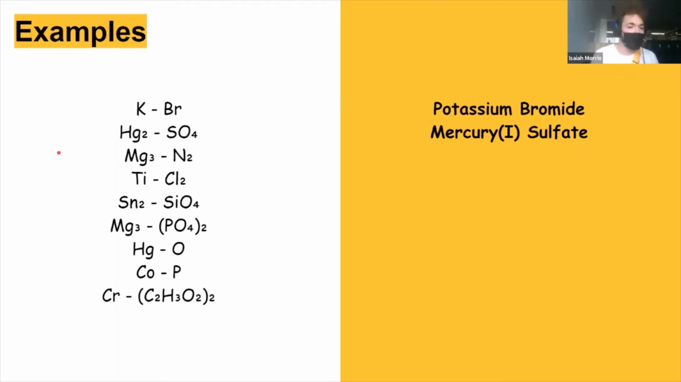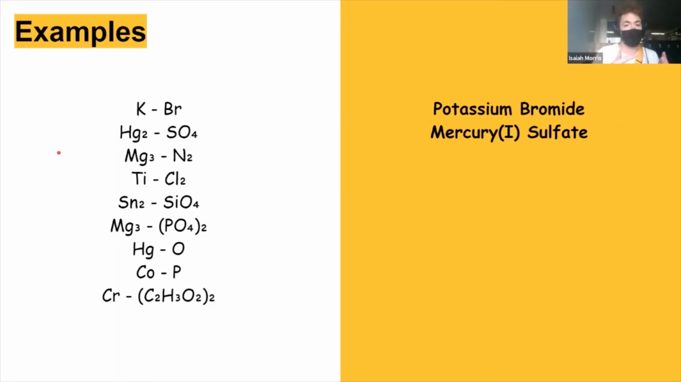Now, a good thing to keep in mind is recognizing that it's mercury 1, or Roman numeral for 1. And the reason why is you look at the sulfate and you go, well, it has no subscript of a 2 or 3 next to it, so it obviously didn't carry a charge. Not entirely. Technically, K and Br are K1 and Br1.